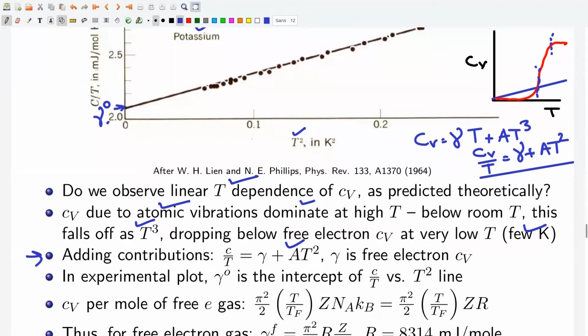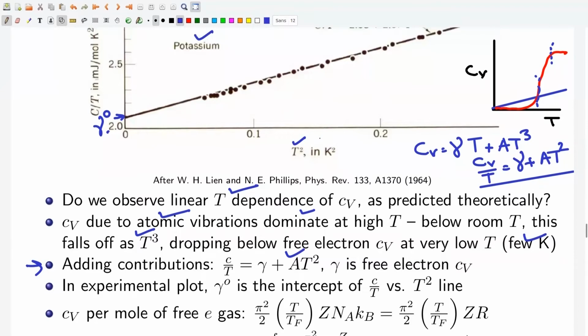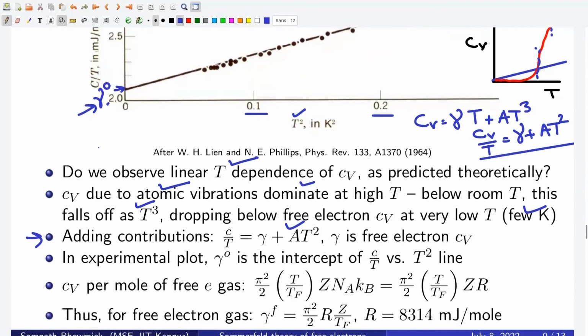Now, this implies that if we do the experiment and you look at the temperature range where it has been plotted, this is like 0.1 Kelvin square. So this is really low temperature. If we can experimentally measure and plot this, then from the experimental observation, we can find out the free electron heat capacity. Now, from our theory, we know that the free electron heat capacity is given by pi square by 2 T by Tf and n times kb.